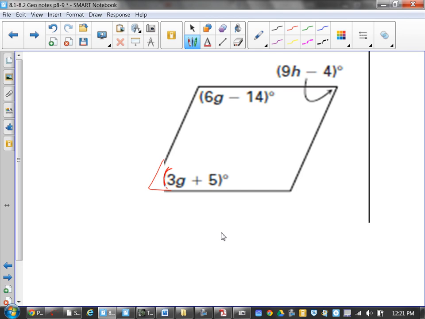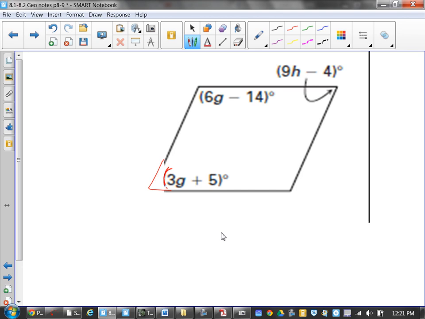Let's take a look at this one. Again, we're working with angles. There are 2 different sets of consecutive interior angles, and there's one set that are opposite each other. But can I solve for the ones that are opposite each other? How? Can't. Two different variables can make a big mess.